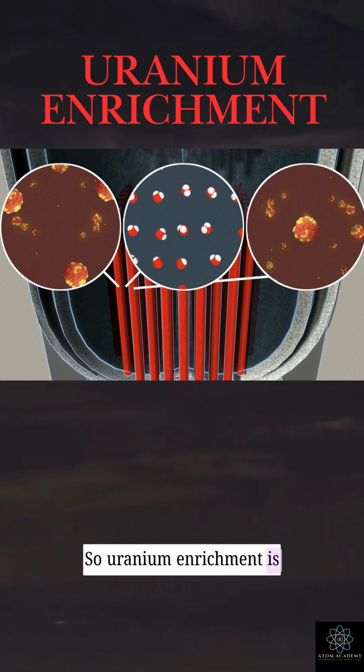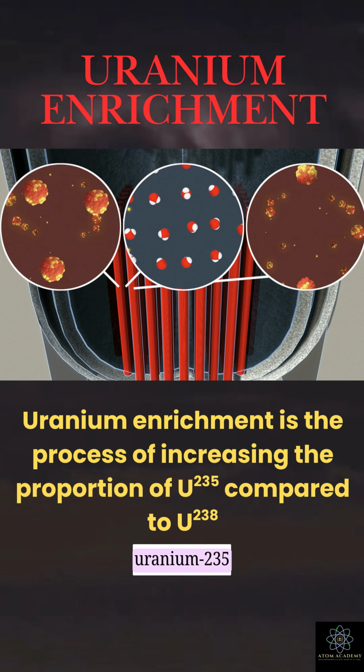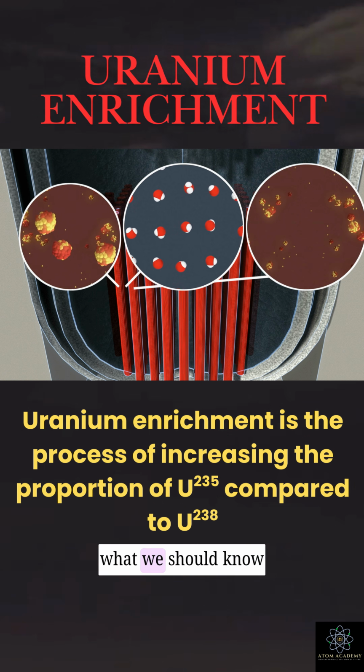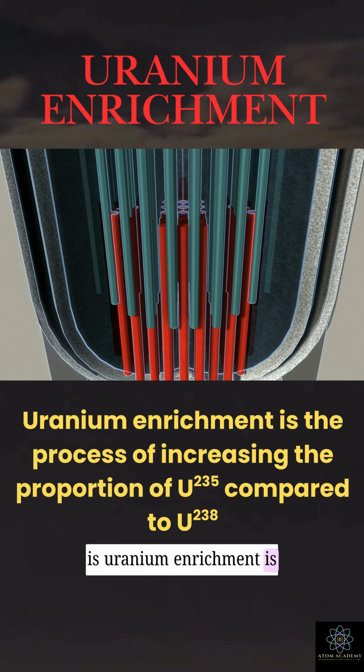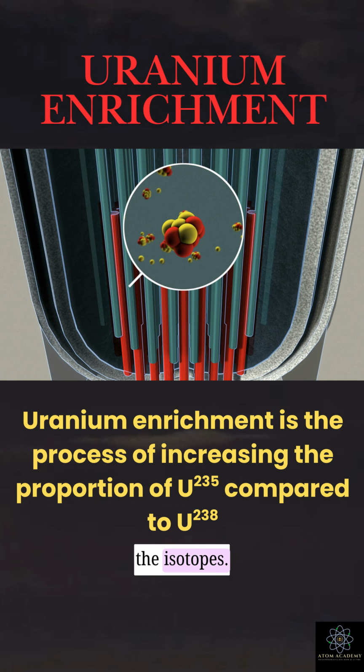So uranium enrichment is the process of increasing the proportion of uranium-235 compared to uranium-238. So what we should know is uranium enrichment is not converting uranium into something but separating the isotopes.